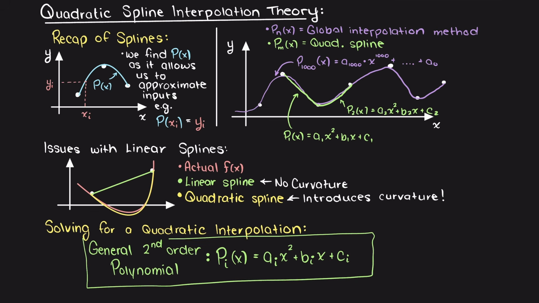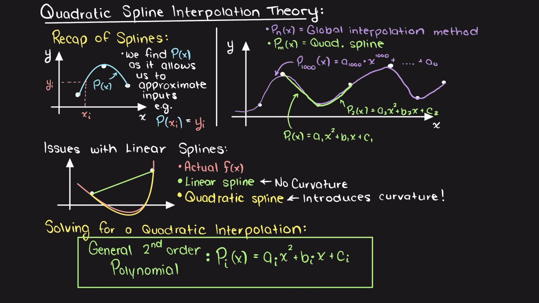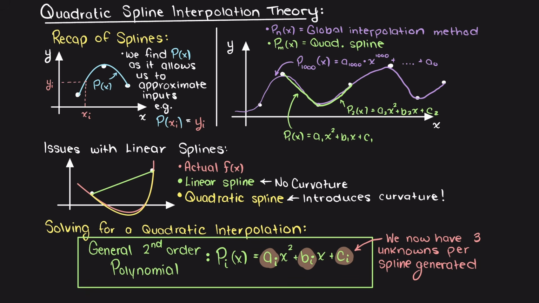Although we now have the added benefit of curvature to our splines, we also have a bit more complexity in finding our spline functions. Whereas previously we simply were using the equation of a straight line to solve for our splines, we can no longer do that. Looking at the general equation for a second-order polynomial, it is clear that every spline we create, we are going to have 3 unknowns. These being the coefficients for all of our x variables, so x squared and x, and then another one for our constant. And these are commonly denoted as a, b, and c, as you can see here.